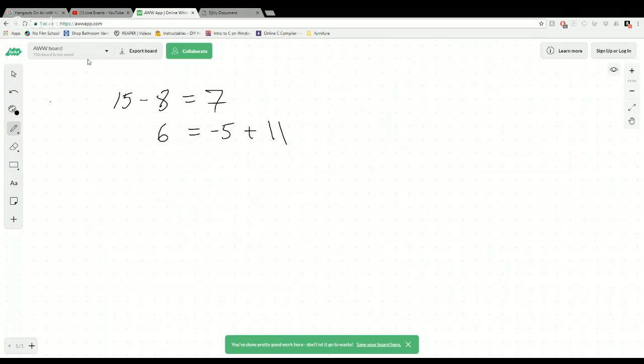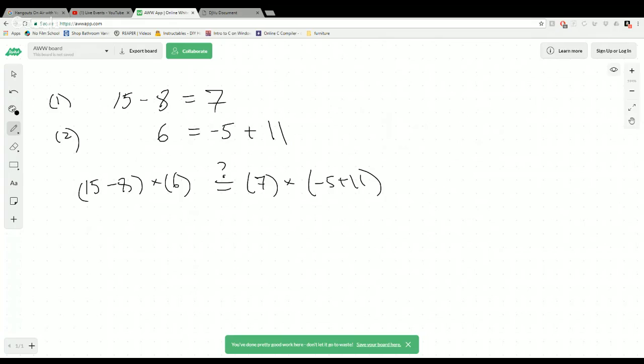So let's call this first equation 1, second equation 2, and the question says, if I multiply the left side of equation 1 by the left side of equation 2, is this going to be the same as multiplying the right side of equation 1 by the right side of equation 2? Is this going to be the same?